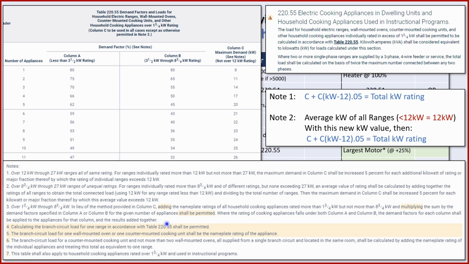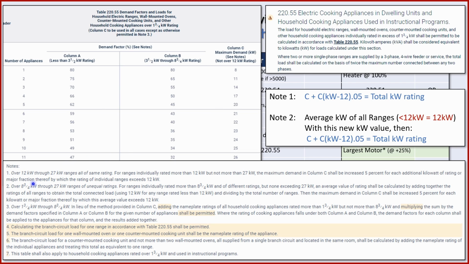Okay, well, a natural question, when you come up to this and it says column C will work for everything not over 12 kW rating, and you think, well, what do I do if I have a 13 kW rated range? All right, good question. Then you would come down to notes 1 and 2.